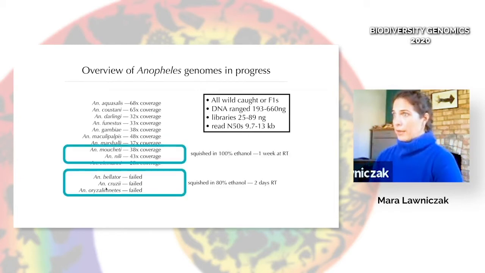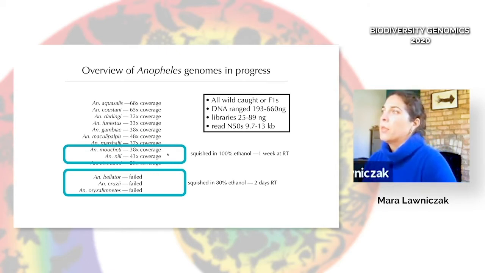And the thing that's in common among these specimens that failed to sequence on PacBio, in spite of generating what looked like fine libraries, is that they were squished in 80% ethanol. They were only at room temperature for 2 days. We haven't studied this extensively, but we think that the ethanol percentage might matter.